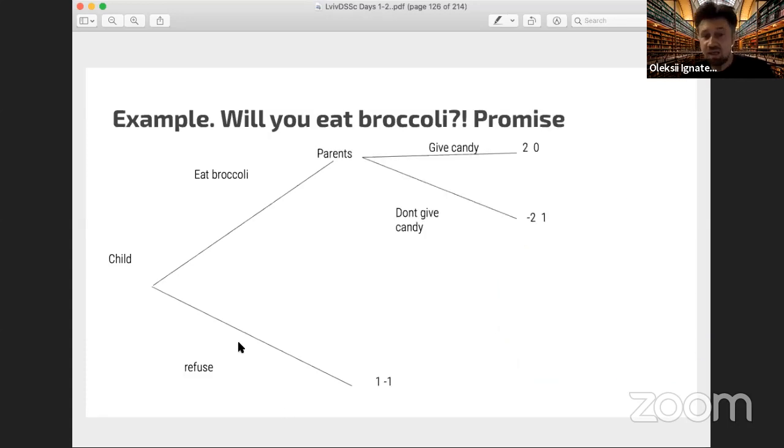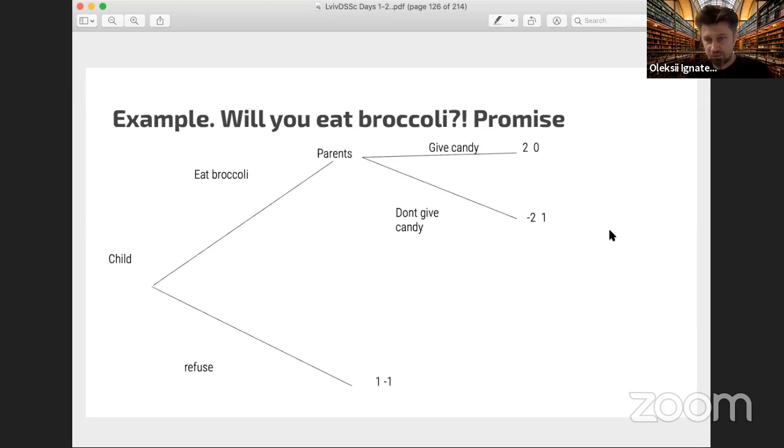Well, the promise is if you eat broccoli, we will give you candy. So this is a promise. And if the child refuses that, no candy will be for the child. But if he eats broccoli, then the parents have a decision: give candy or do not give candy. Of course, it's bad maybe for moral conditions, but they do not want to give candy. It gives them less payoff. So they have an incentive to deviate at the end. But this is how a promise works.